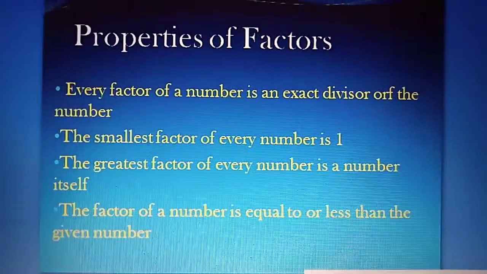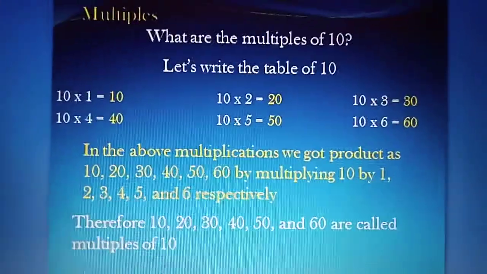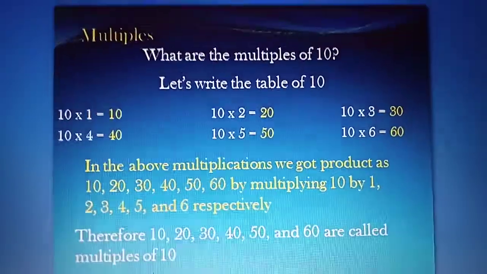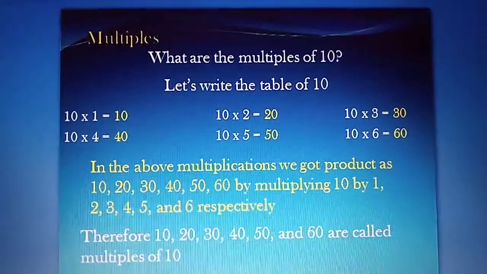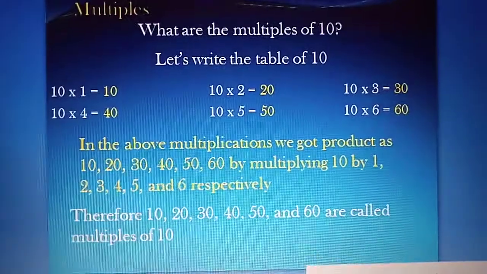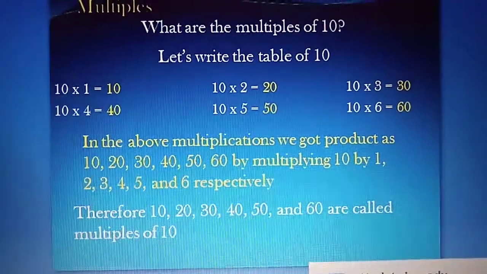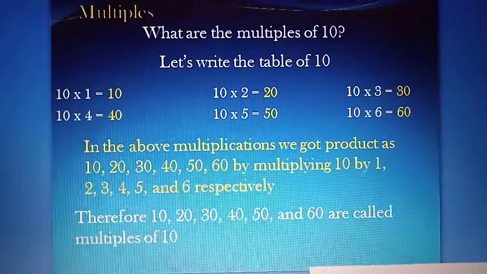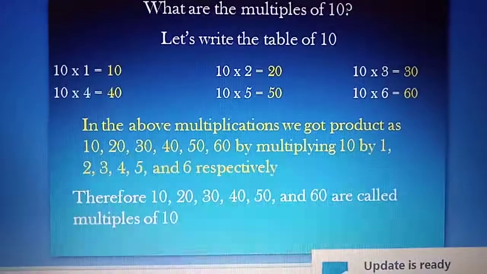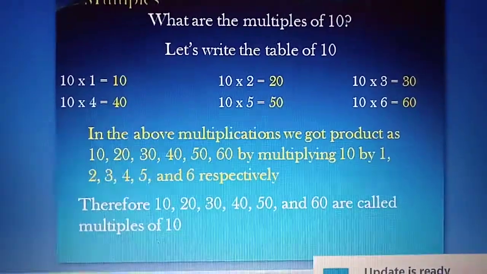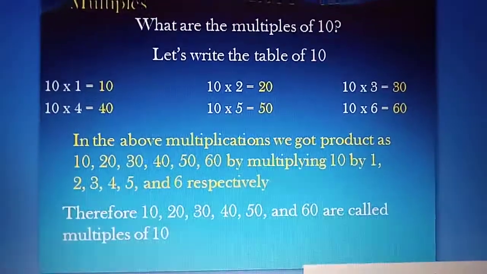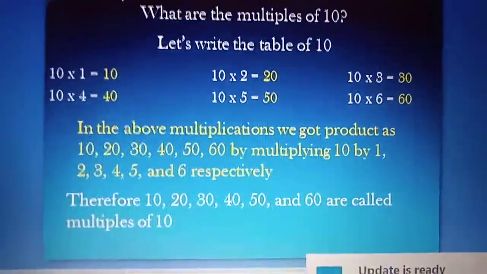Now let us see multiples. What are multiples? The very easiest thing. We all know tables. So whatever numbers are there in the table of a particular number are its multiples. So let's find the multiples of 10. Here I am multiplying 10 by 1, 2, 3, 4, 5, 6 and so on. So I get 10 ones are 10, 10 twos are 20, 10 threes are 30, 10 fours are 40, 10 fives are 50, 10 sixes are 60 and so on.